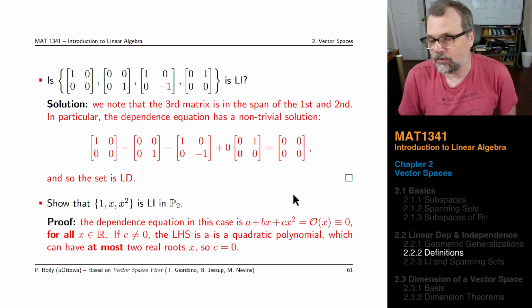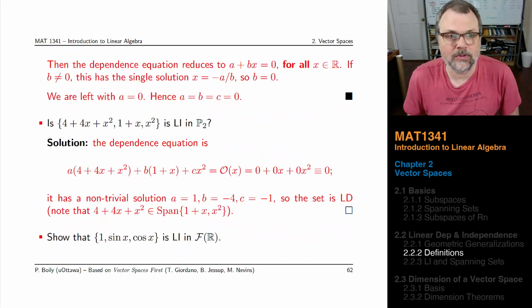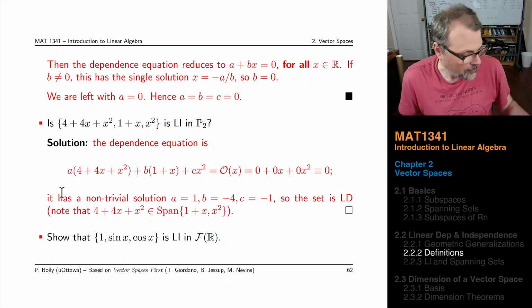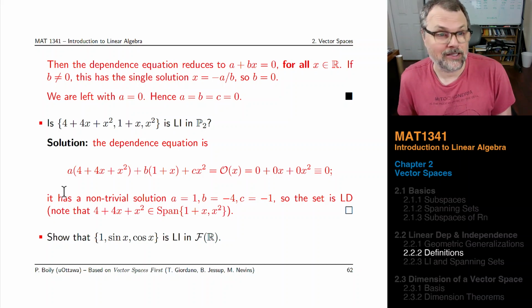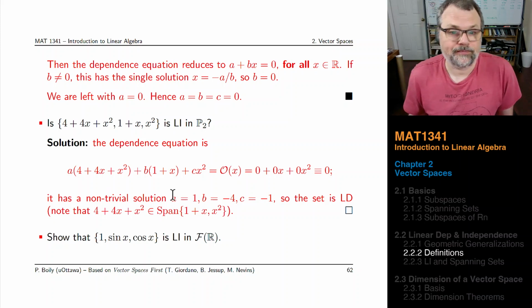That's the only solution: a is equal to b is equal to c is equal to 0. Because there's only one solution to the dependence equation, the 3 polynomials are in fact linearly independent. What about this one here?